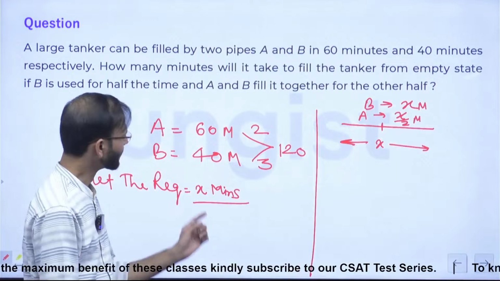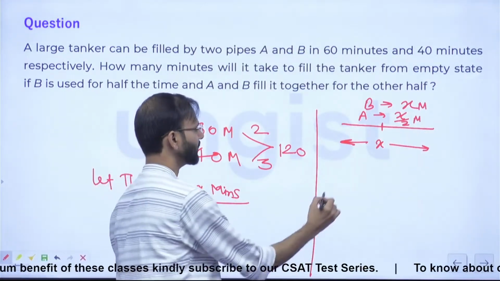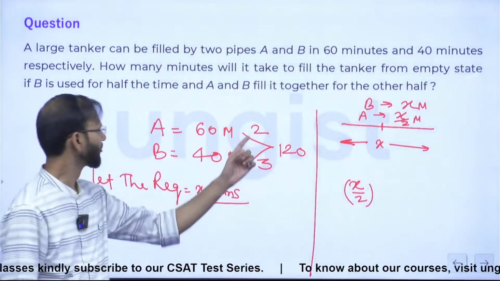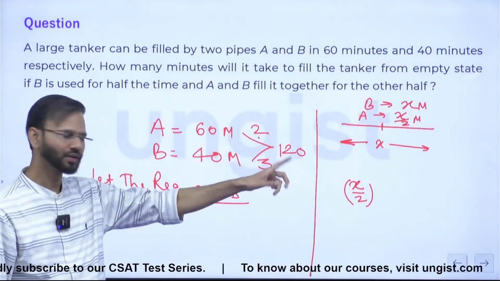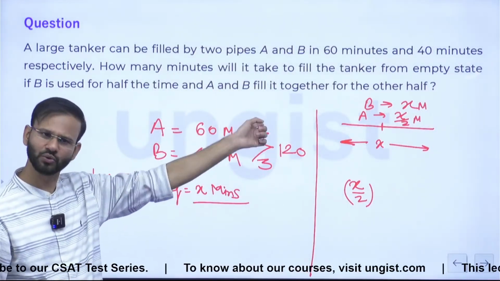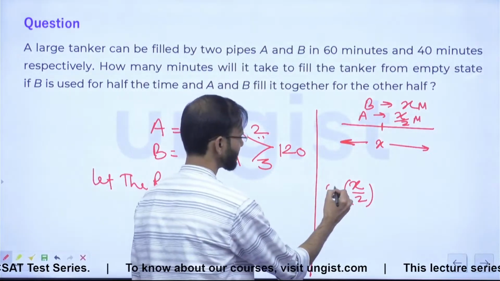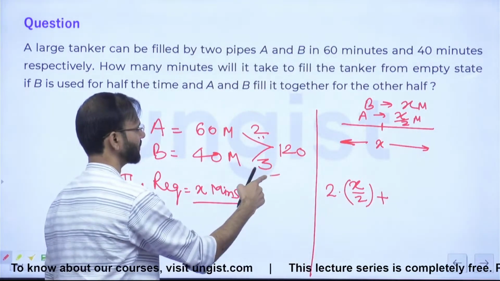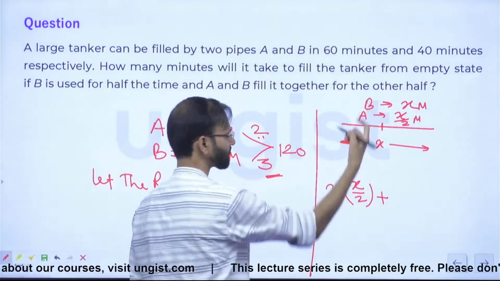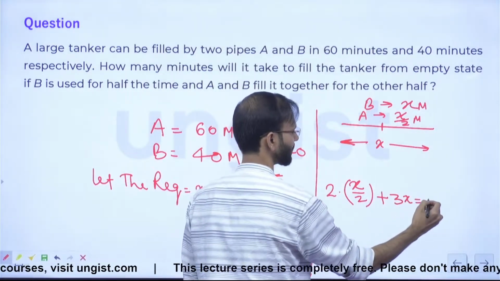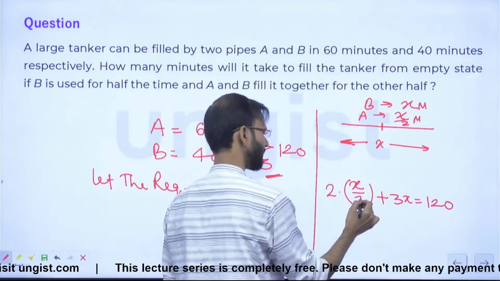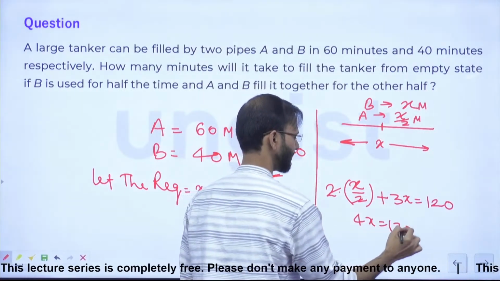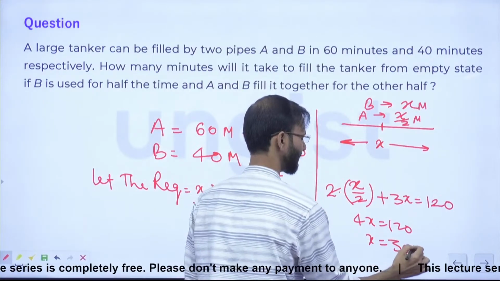Correct? So, in x by 2 minutes, A will be doing what? 2 into x by 2. I mean, in 1 minute it is filling 2 units. So, in x by 2 minutes it is 2 into x by 2, which is x. B is working for the entire x time, so 3x. Now the total capacity is 120. So x plus 3x is 4x. 4x is equal to 120. Then x is equal to what? 30 minutes.